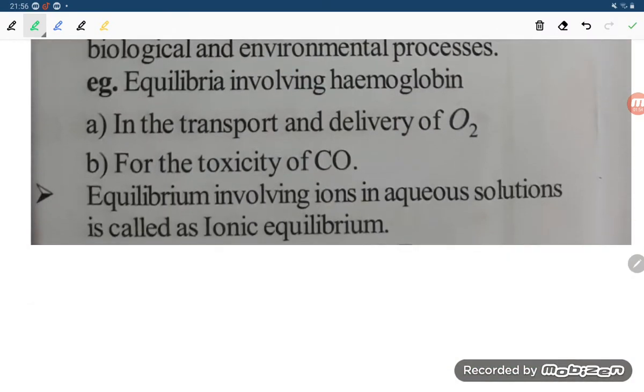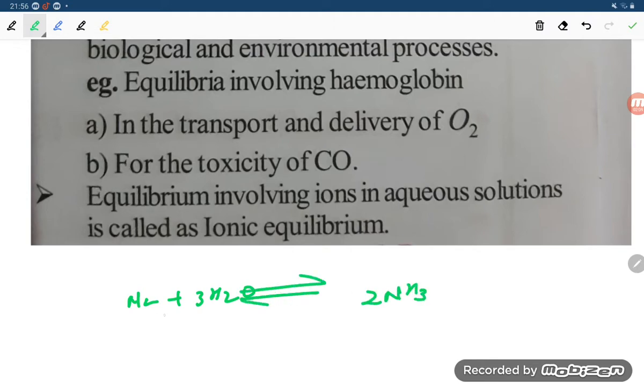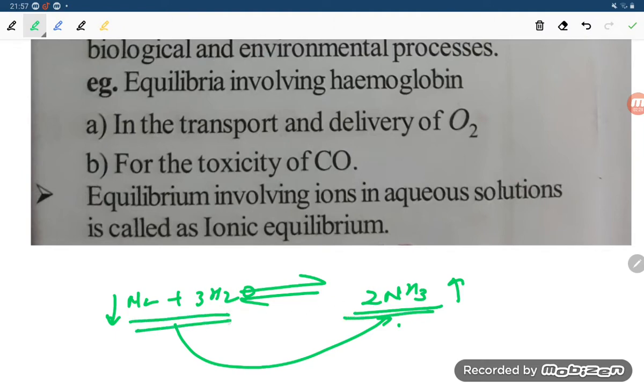In other words, N2 plus 3H2 reacts to give the product 2NH3. Initially the reactants combine to give product, and the concentration of the product is increasing while the reactant is decreasing. But a state will come when the concentration of reactant and product stays the same. That state is known as the equilibrium state.